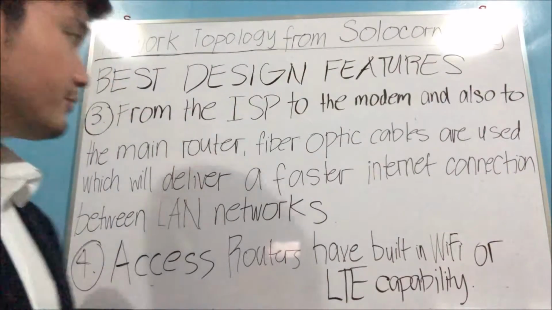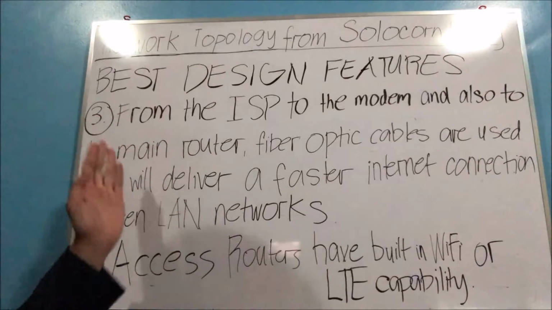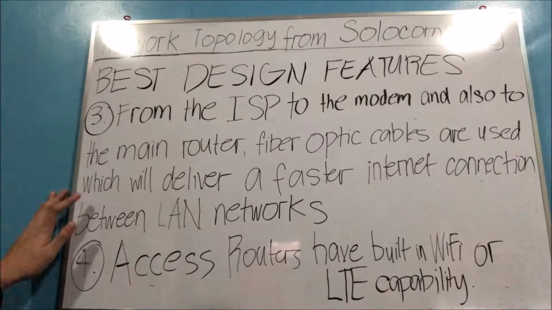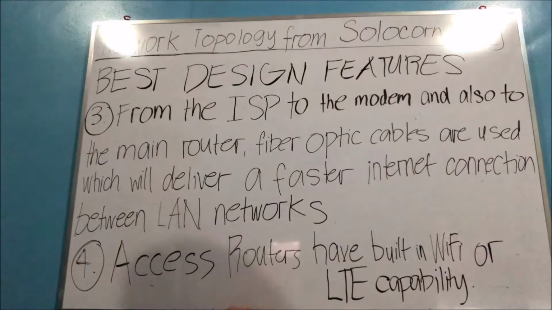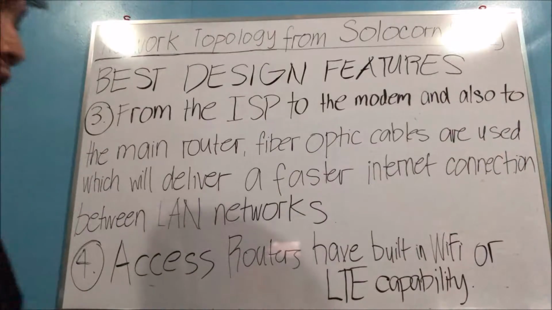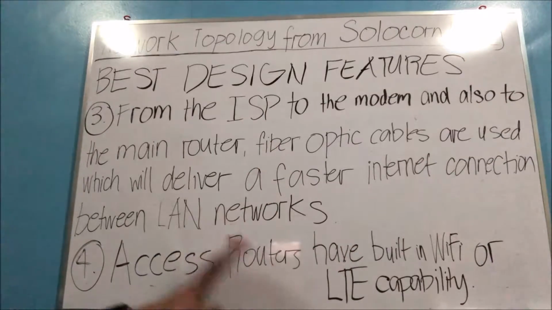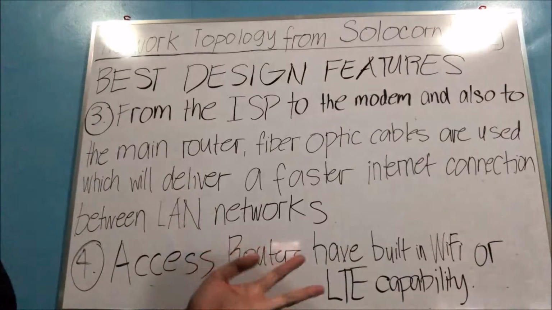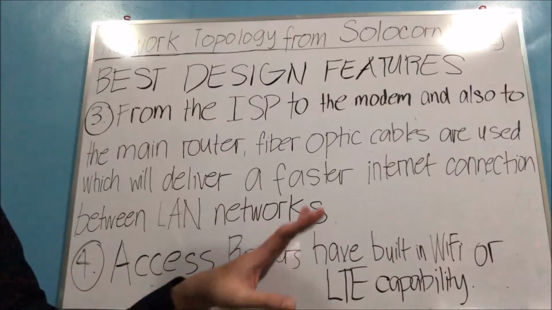Our third and fourth best design features for our proposal would be, from the ISP to the modem and also to the main router, fiber optic cables are used, which will deliver a faster internet connection between LAN networks. And the fourth one is that access routers have built-in Wi-Fi or LTE capability. We want our whole building to have reliable and faster internet connectivity, covering all of the building floors.